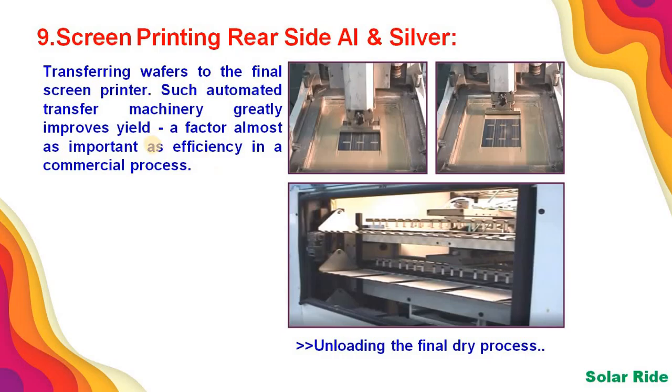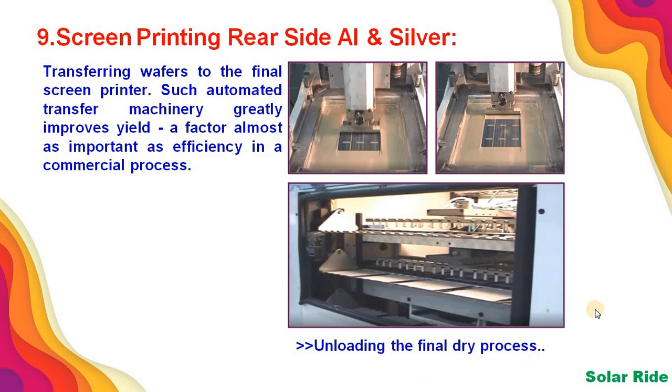The next step is screen printing the rear side with silver. The previous one was aluminum, this one is silver. Transferring wafers to the final screen printer, such automated transfer machinery greatly improves a factor almost as important as efficiency in a commercial process. After the completion of the aluminum and silver paste on the solar cell, the cells are unloaded from the final dry process.